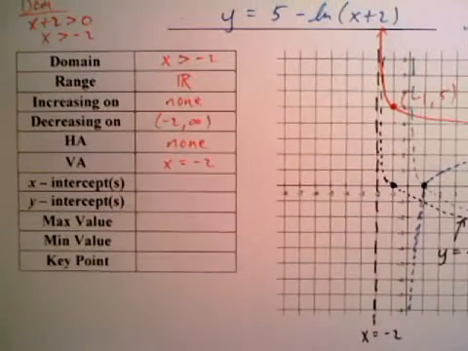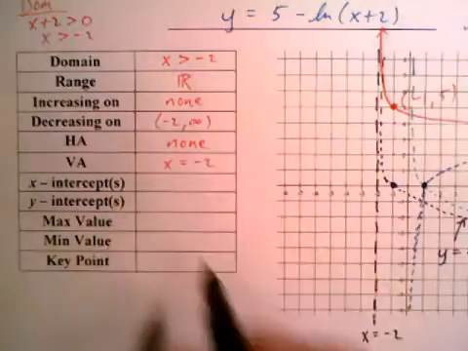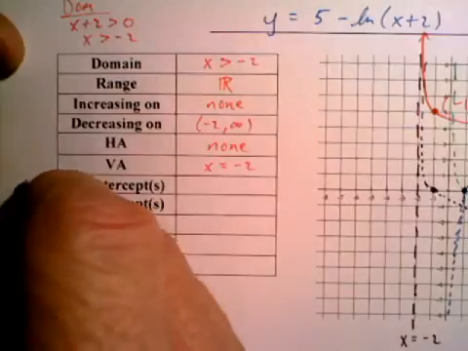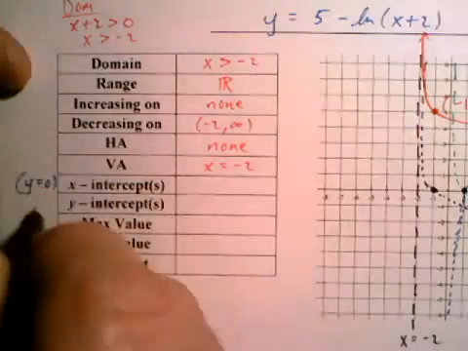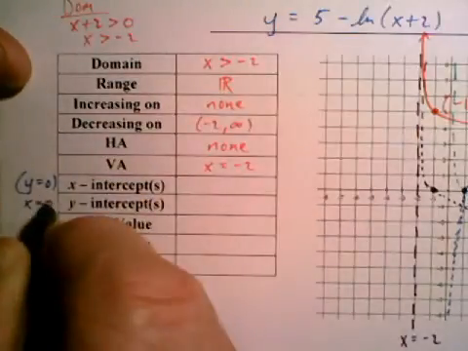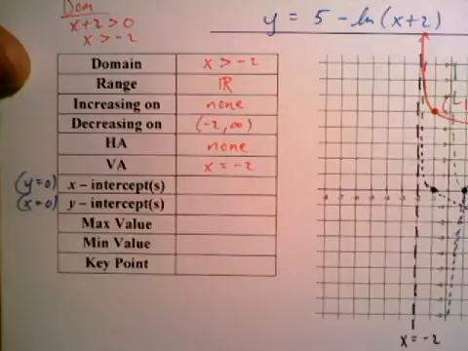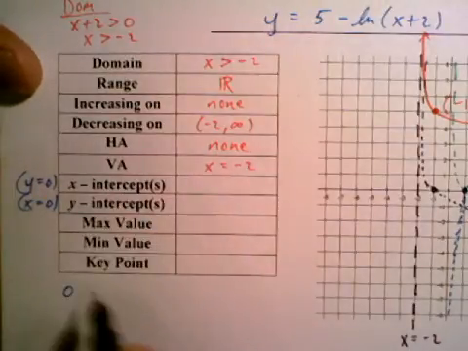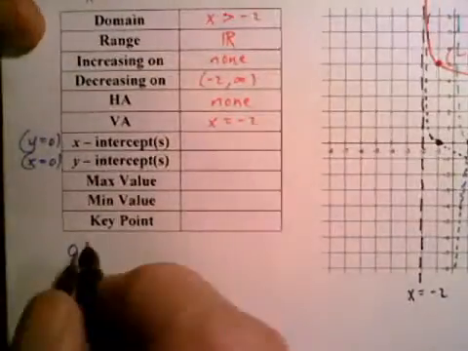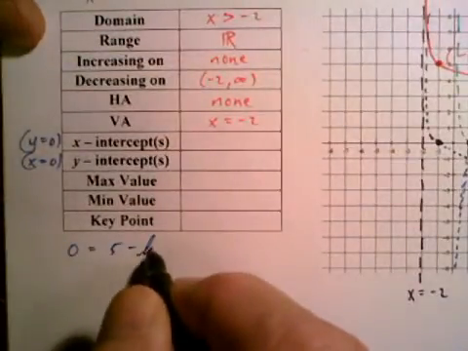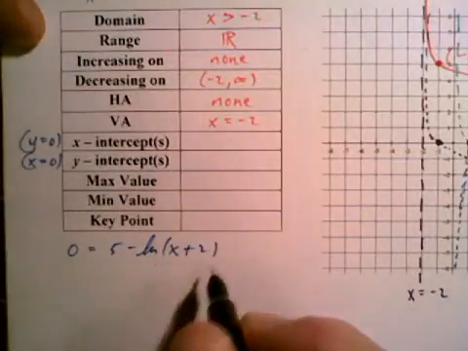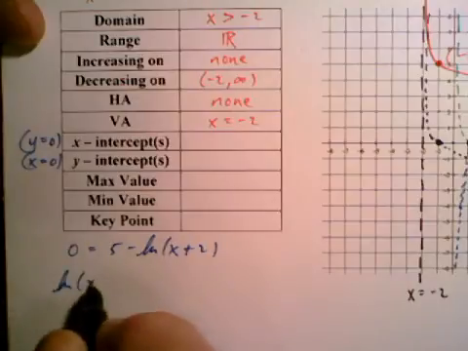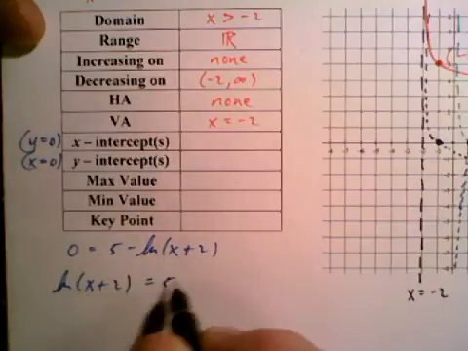X-intercept, well, yes, it will intercept the x-axis, and this is usually the trickiest part because it also involves solving a logarithmic equation. So the x-intercept, remember, that's when we let y equal 0. Whereas the y-intercept, we let x equal 0. We're going to do it down here. 0 equals 5 minus the ln of x plus 2. Bringing the ln over to the left, ln of x plus 2 equals 5.